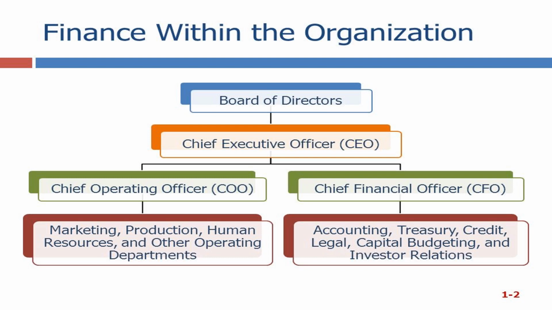The Chief Operating Officer, or the COO, oversees the marketing, the production, human resource, and other operating departments, while the Chief Financial Officer oversees the accounting, the treasury, the credit, the legal, capital budgeting, and the investor relations.